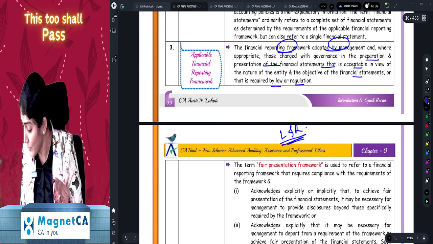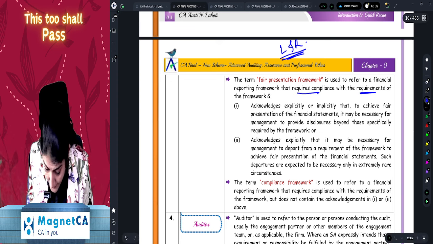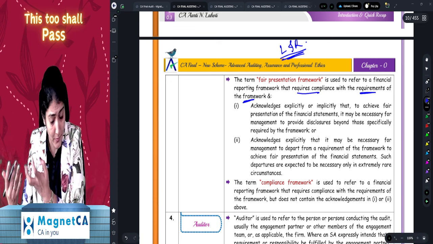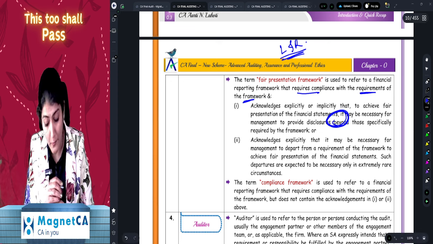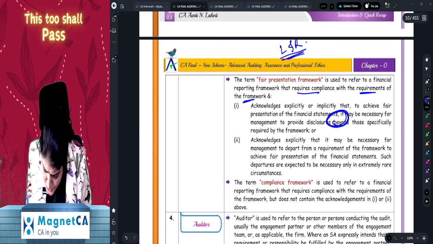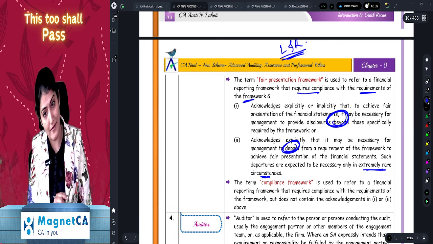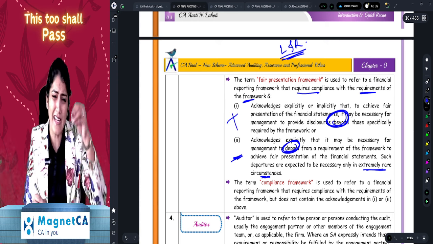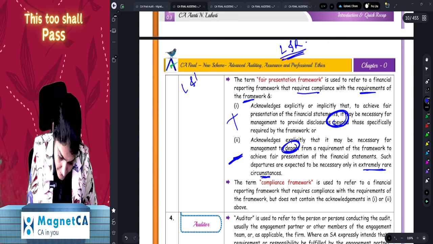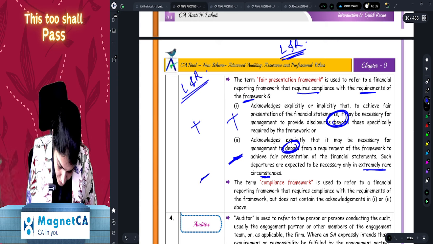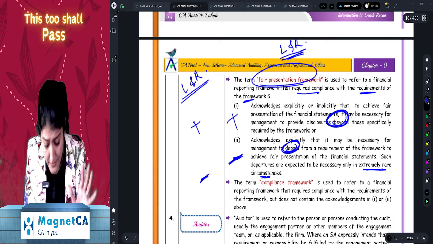But now what you do, if it is a fair presentation framework, in addition to the requirement of complying with the requirements of that framework, you give disclosures beyond those required by the framework, or in extremely rare circumstances, you depart from the requirement. So that's what I told you. You add, or in extremely rare circumstances, you depart. So there is compliance with law and regulation. In addition to that, you do add or depart. Then it becomes a fair presentation framework.